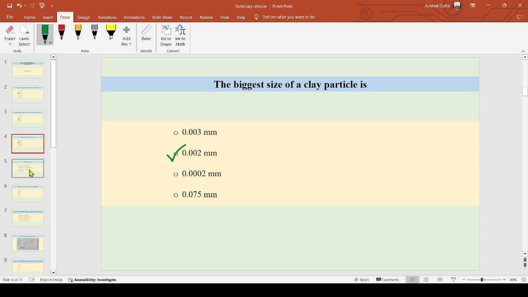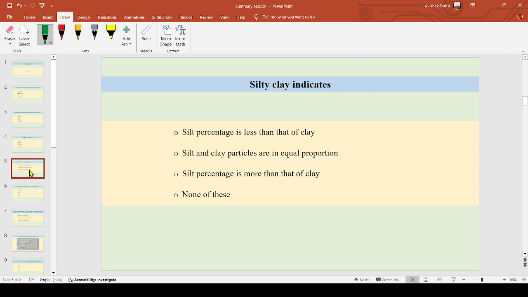Next question. Silty clay indicates: silt percentage is less than that of clay; silt and clay particles are in equal proportion; silt percentage is more than that of clay; or none of these. When we classify soils and give them some nomenclature, the first part of the name is a kind of description of the soil. It is mainly composed of the second part.